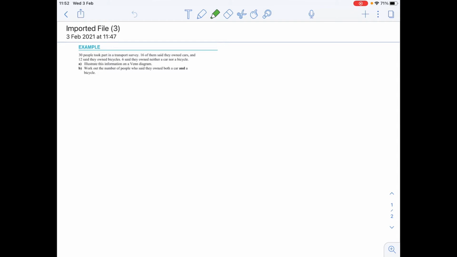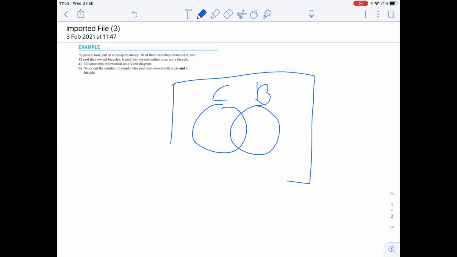So the question is, identify the sets. Well, my sets are going to be the ones that own the car, I'm going to call it C. The ones that own a bicycle, I'm going to call it B. And I need a big box around them so they don't run away. You actually have to draw the box.